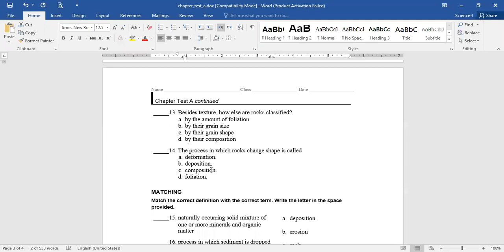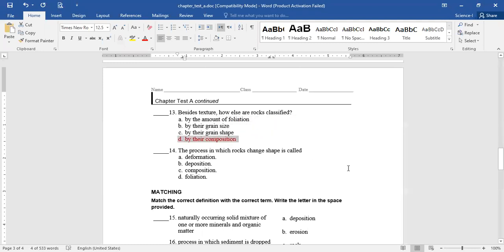Question 13. Yes, but I can't see the screen. Why you cannot see the screen? Oh, yeah, I can see it now. Yeah, okay. Question 13. By their composition. Their composition, good. Okay, so we classify rock based on their texture and their composition, good.